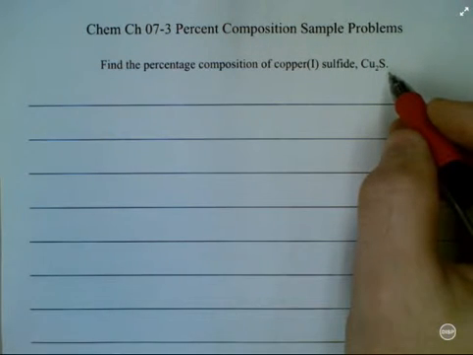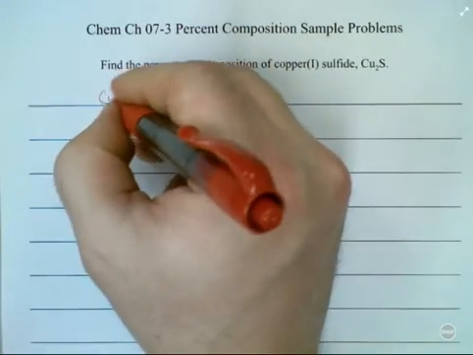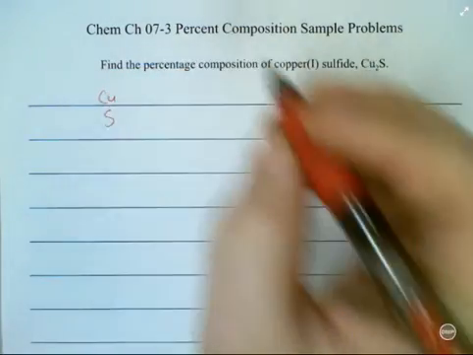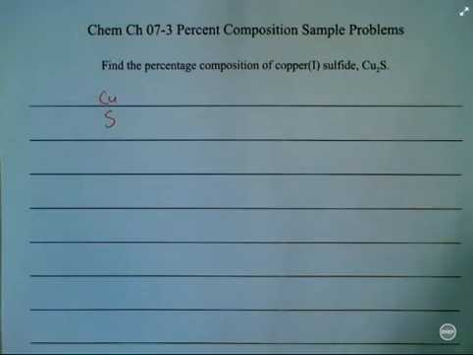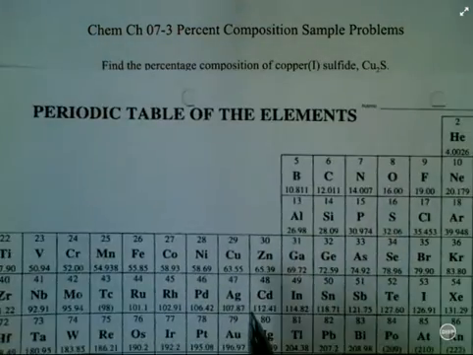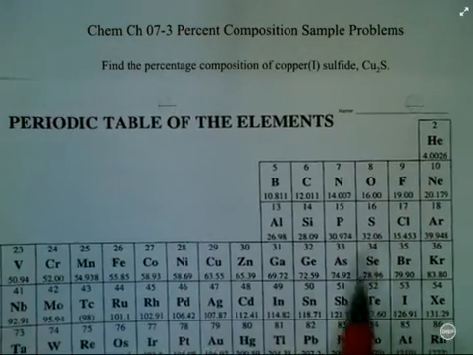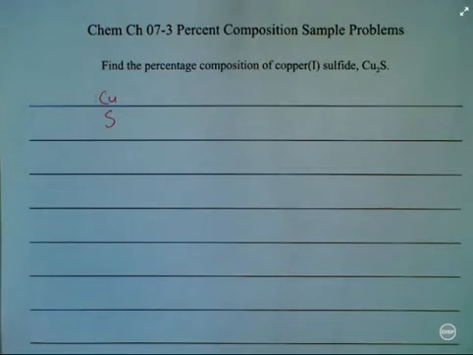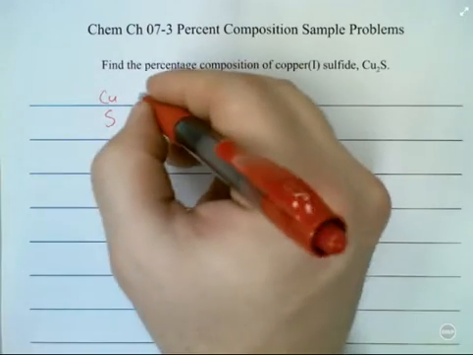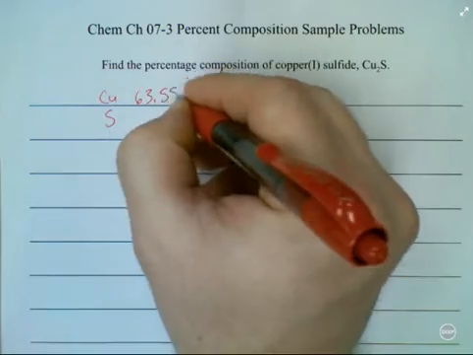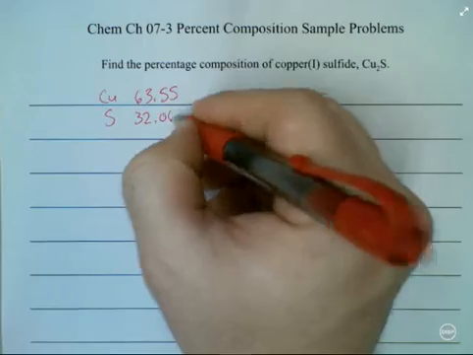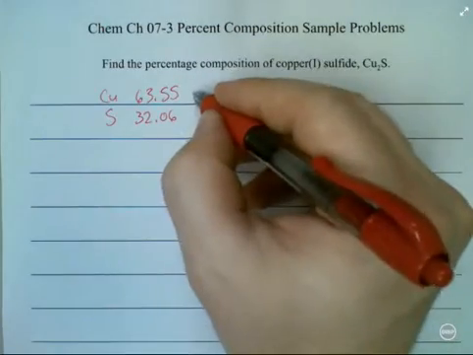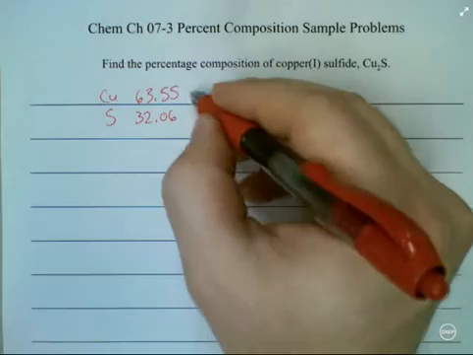One thing we do want to begin by calculating is the molar mass. So I will identify all of the elements present, copper and sulfur. I will use my periodic table over here to identify the average masses of the elements in question. Copper coming in at 63.55 grams per mole, sulfur coming in at 32.06 grams per mole.